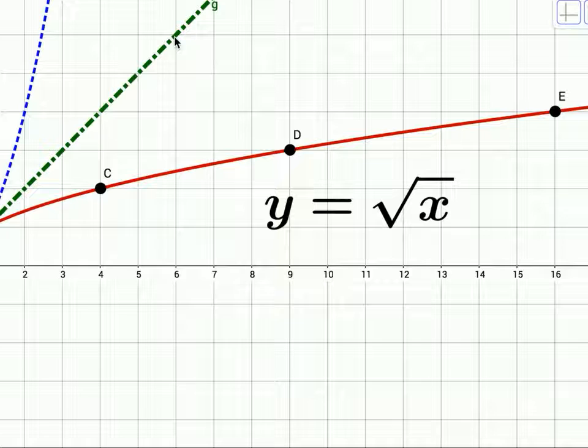So for you to remember the y equals square root of x graph, remember these points. Starting from the point of origin, 0, 0, you go right 1, you go up 1. You go right 4, you go up 2. You go right 9, you go up 3.